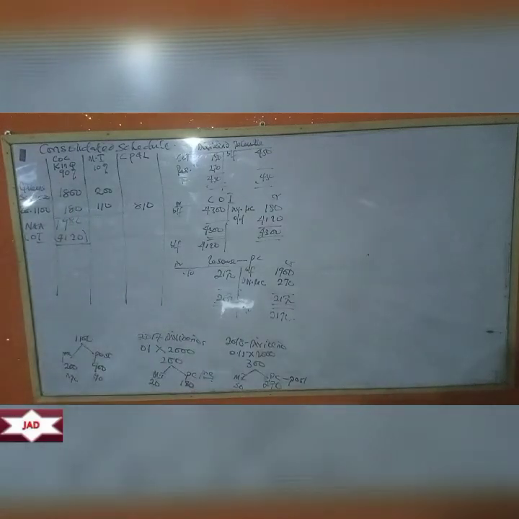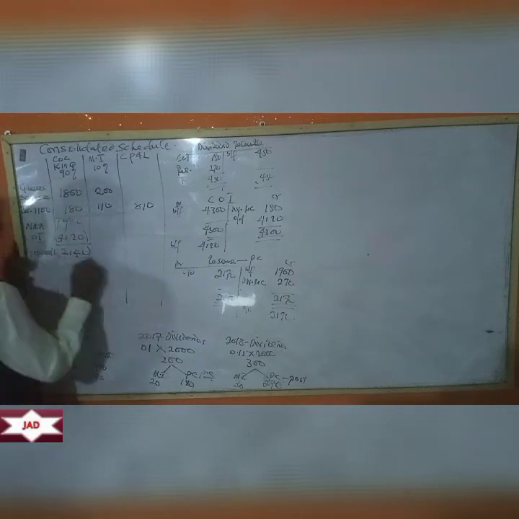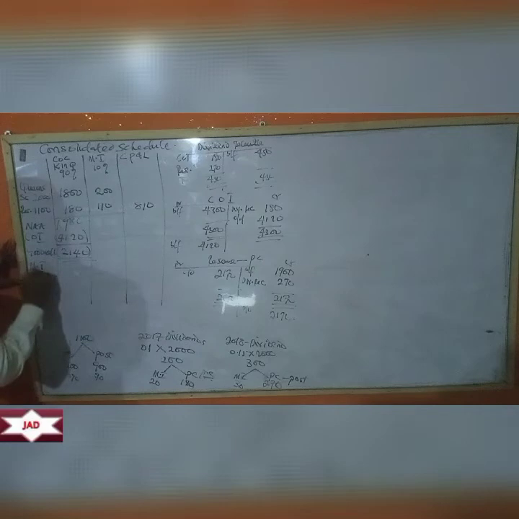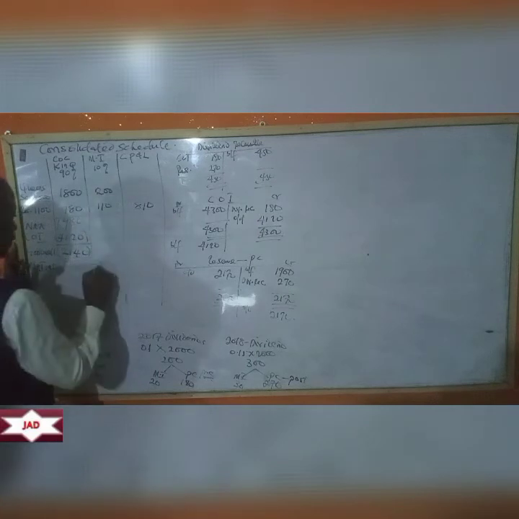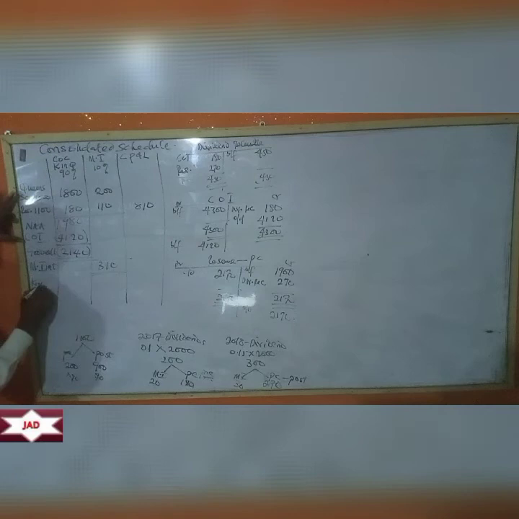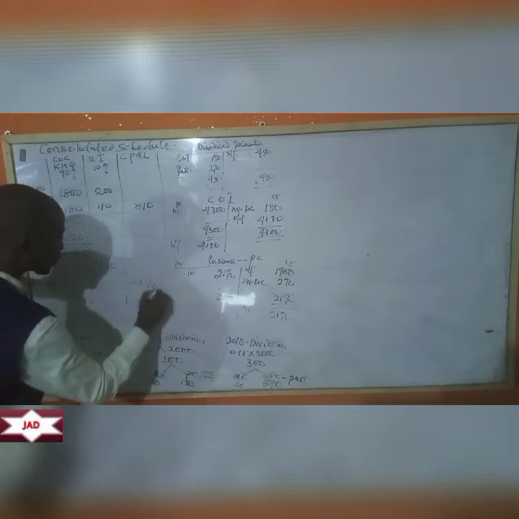So 4120 minus 4980, we have 2140. This is your goodwill. Right? So we have minority interest. What would I give to you? 310. What's the next thing now? The reserve. What's the new reserve here? 2170.